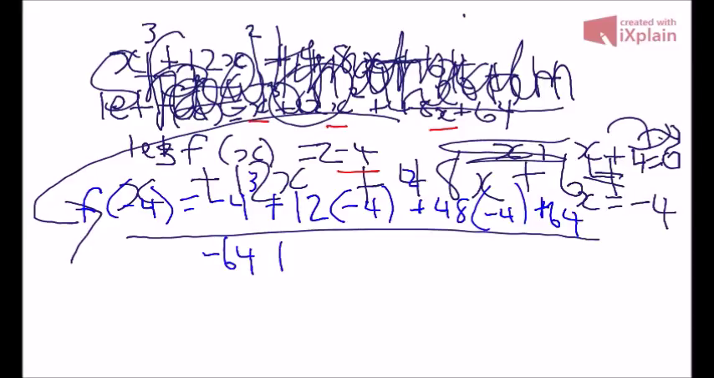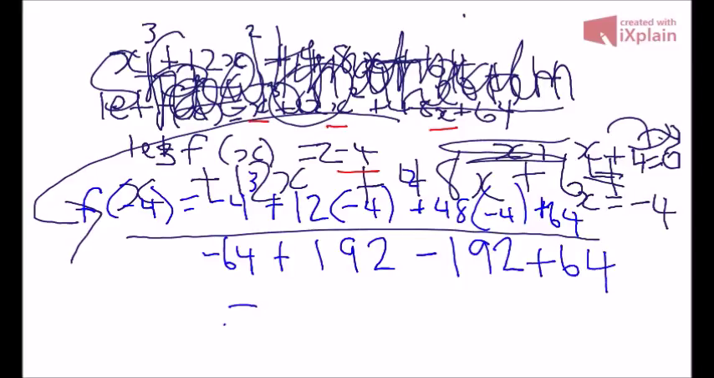You guys can use a calculator if you're not comfortable with this way. 4 by 4 is 16. Minus 16 multiplied by 12, I'd get 192. Big number, but it's okay. Then we got 48 by minus 4, and that's going to give us minus 192 as well. And then we just add the 64. What is our answer going to be? Well, this cancels with this, and this cancels with this. Therefore, our answer is 0.